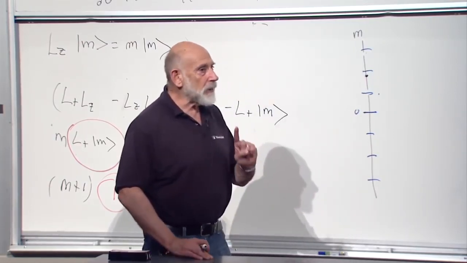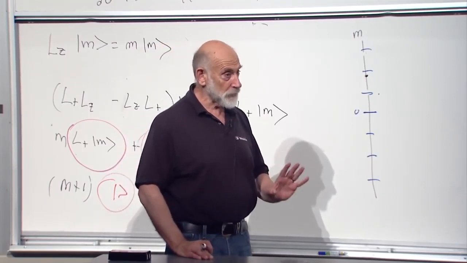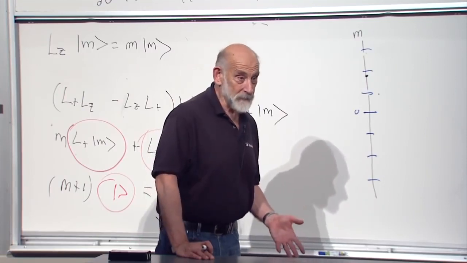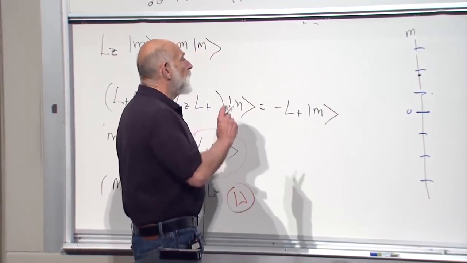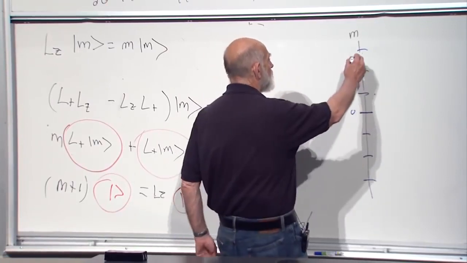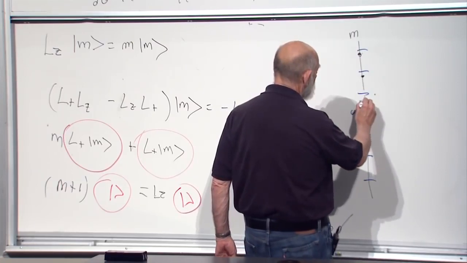Now, the other argument will not prove it's an integer. It'll prove something a little bit looser, and the looser fact is in fact the correct fact. But we'll see. All right, so the first thing is we know that there's got to be another one above it, 1 unit above it, and another one 1 unit below it.